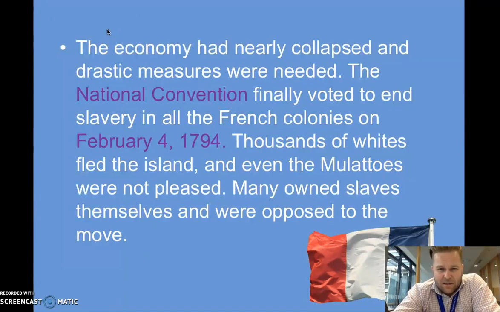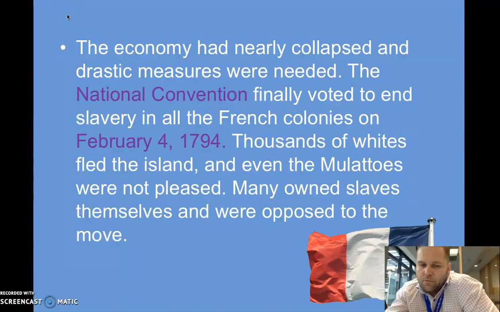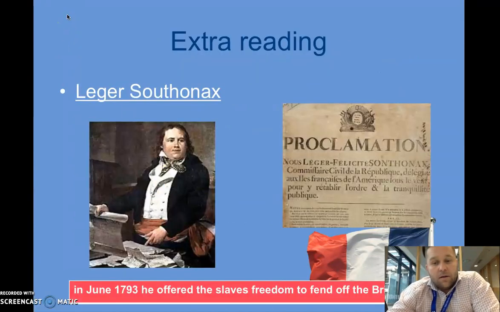Drastic measures are needed. The National Convention, led by Robespierre, finally votes to end slavery, and this comes into effect in February the 4th, 1794. Thousands of whites at the time respond by fleeing the island. Those of mixed colour are not pleased. Many slave owners were opposed to the move. I'm going to leave it there.